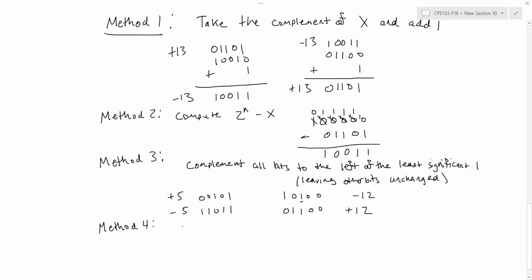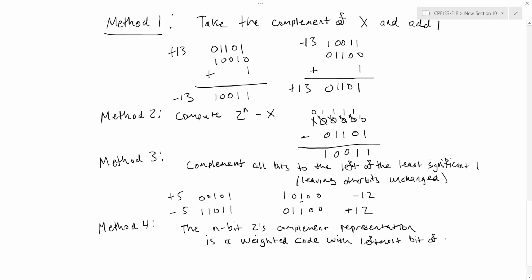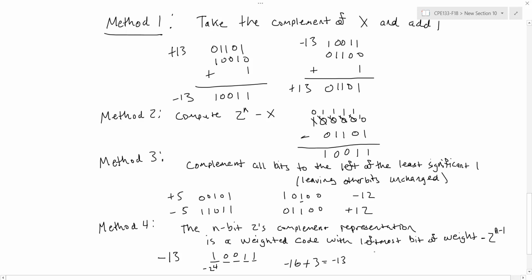And then method 4, and this is another common one that you'll likely use a lot, where we treat the 2's complement representation as a weighted code, with the leftmost bit having weight negative 2 to the n minus 1, or whatever that position is for an n-bit number. It's the negative of that position's weight. So for negative 13, with 5 bits, this represents negative 2 to the 4, or negative 16, plus 3, which gives me negative 13. Another example, if I have 1, 0, 0, 0, 1, 0, the most significant bit is equivalent to negative 2 to the 5, or negative 32, plus 2, which gives me negative 30. So you can use any of these methods. Personally, the methods that I use most frequently are number 1 and number 4.